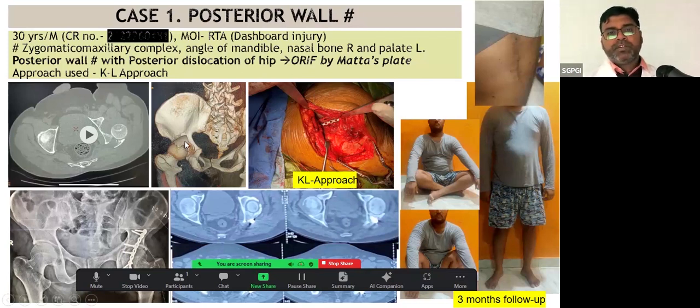So in the 3D CT, you can see that this is the posterior wall fragment. And many times this is very innocuous. If you just look at the X-ray, it's not quite that evident because the posterior wall fragment overlaps the rest of the pelvic bone.